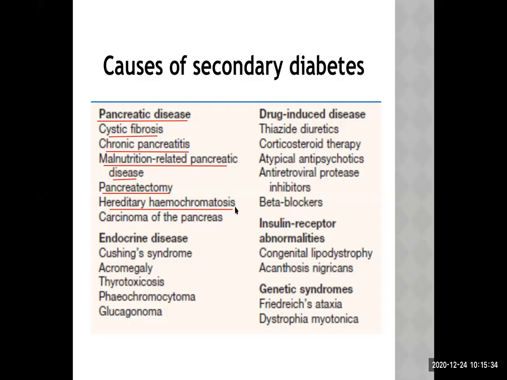We have already talked about this. Iron can be deposited in different endocrine glands and it will damage those glands. This is the iron overload condition. Okay, so very easy to understand. And even carcinoma of the pancreas can produce a similar type of effect.